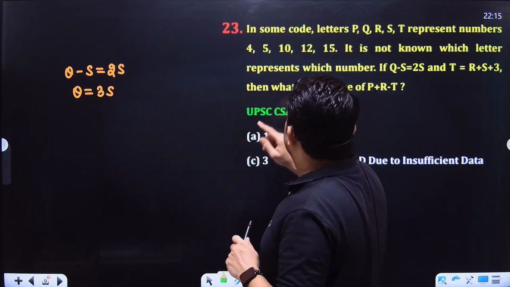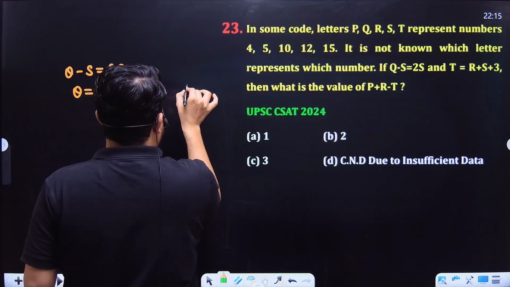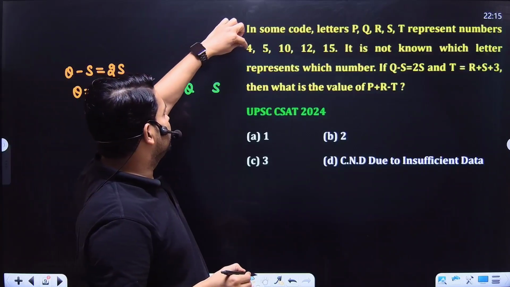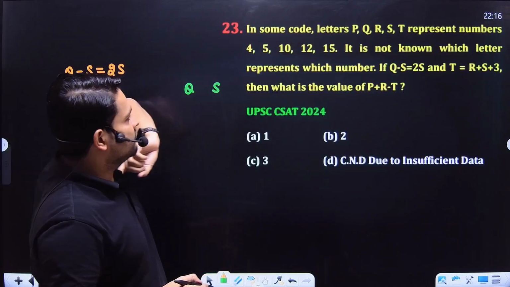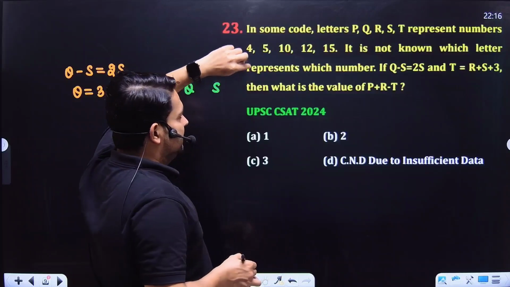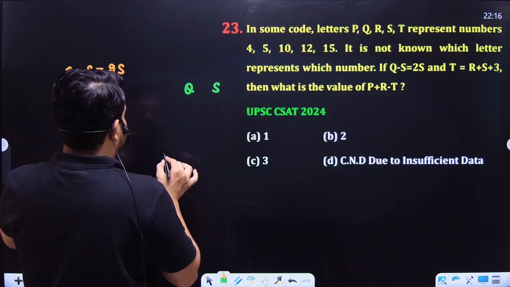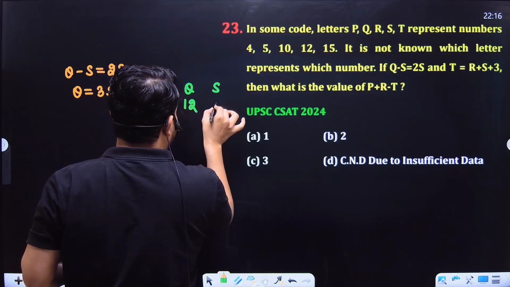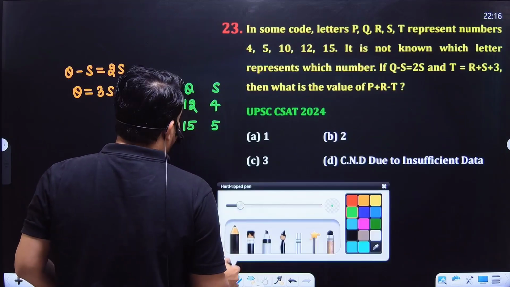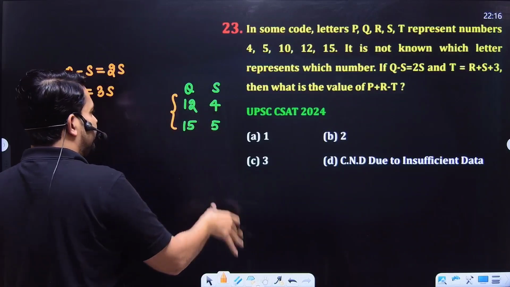So you have to take all the values which satisfy this relation. See, Q is 3 times of S. If I take one number 4, then 12 is 3 times of that number. If I take 5 as one number, then 15 is 3 times of that number. If I take Q as 12, then S is 4. If Q is 15, then S is 5. So I have two optional values of Q and S.